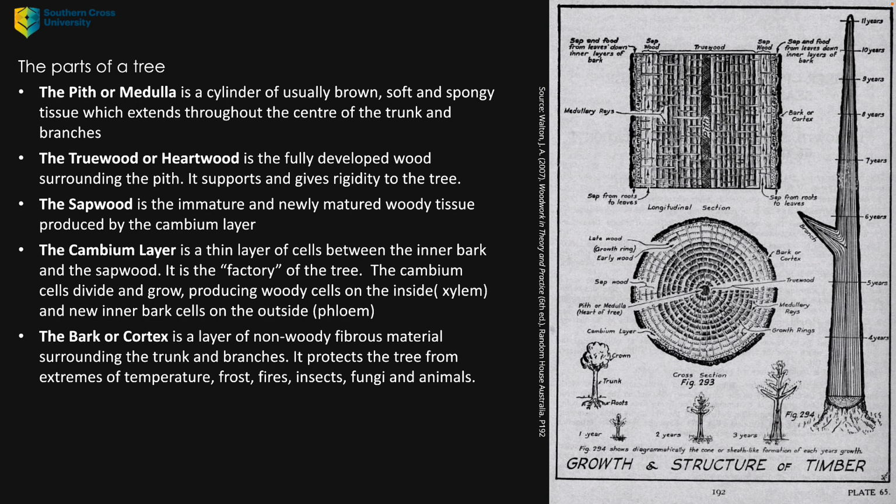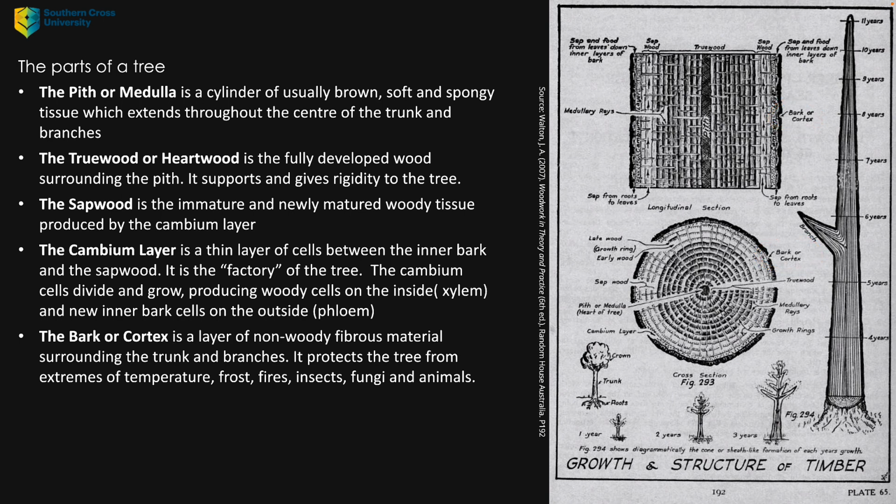So again, the phloem is where the food from the leaves flows down the inside of the bark, feeding the cambium cells and also feeding the roots. The bark or cortex is a layer of non-woody fibrous material surrounding the trunk and branches. It protects the tree from extremes of temperature, frost, fires, insects, fungi and animals.